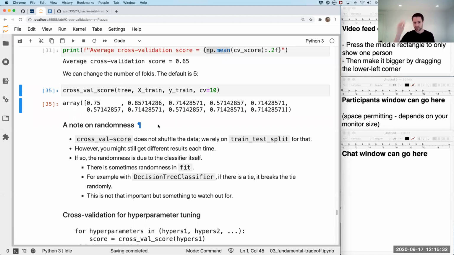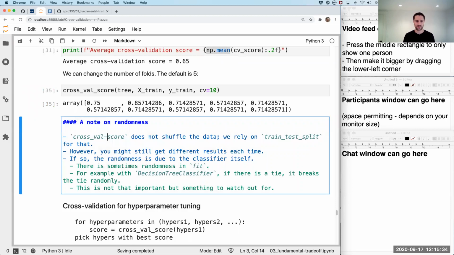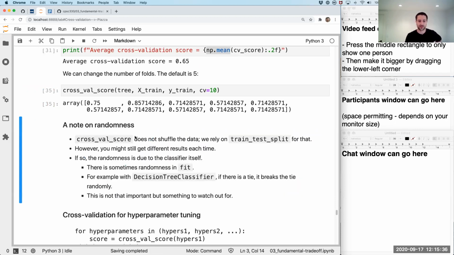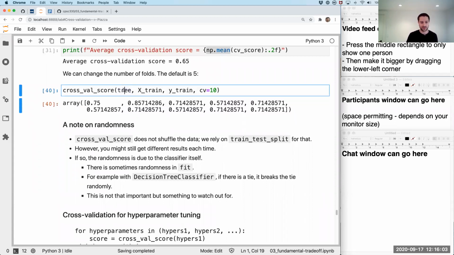So a quick note on cross-val score, the scikit-learn function. It doesn't shuffle the data because train test split already shuffles the data. It assumes it's been pre-shuffled by train test split. But you might still get different results if you run it again and again. Here, I think if I run it again and again, I'm getting the exact same results. But you might get different results sometimes if the model itself has some randomness. So that's just something to watch out for.